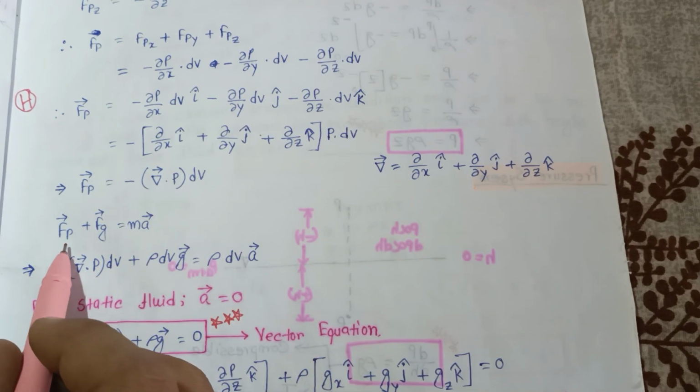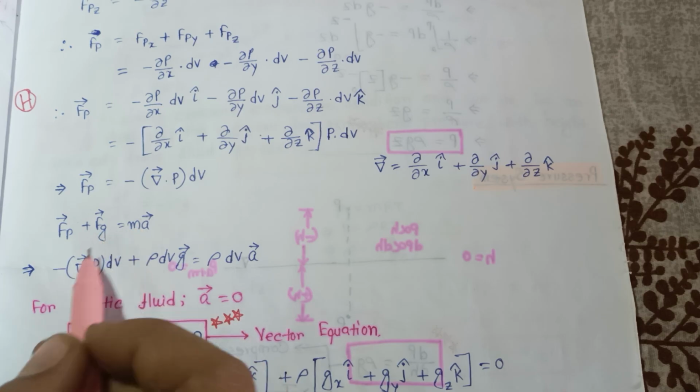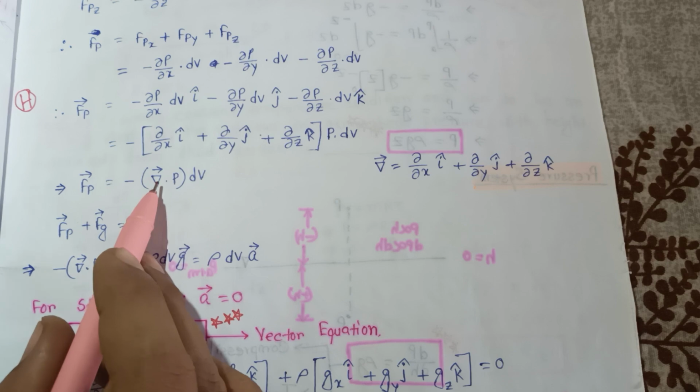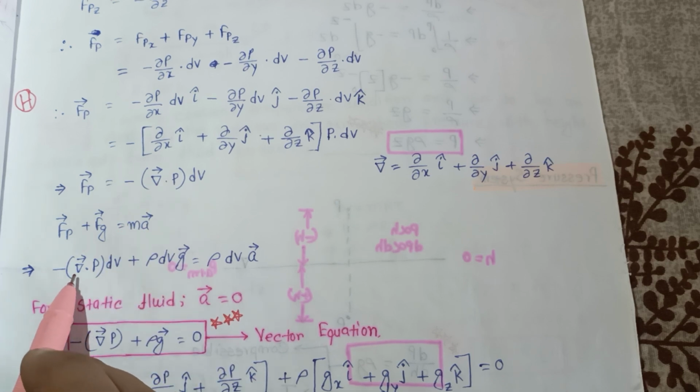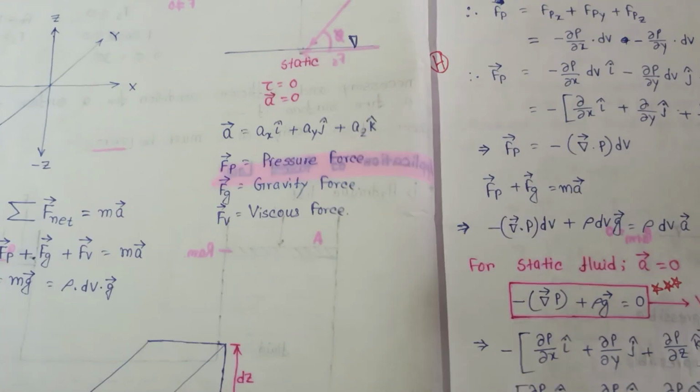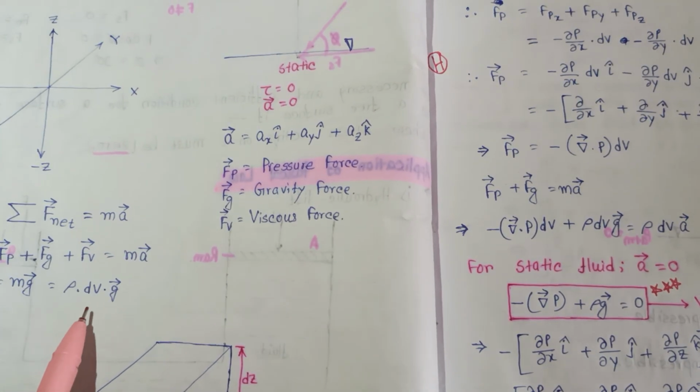Okay, so pressure force plus gravity force, there is no viscous force, is equal to m into a. So the pressure force is equal to minus grad P dV, plus rho dV into g. So the gravity force Fg is equal to rho dV into g.